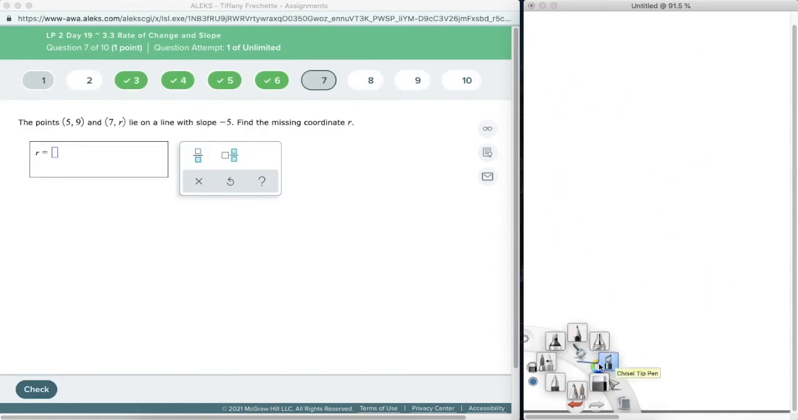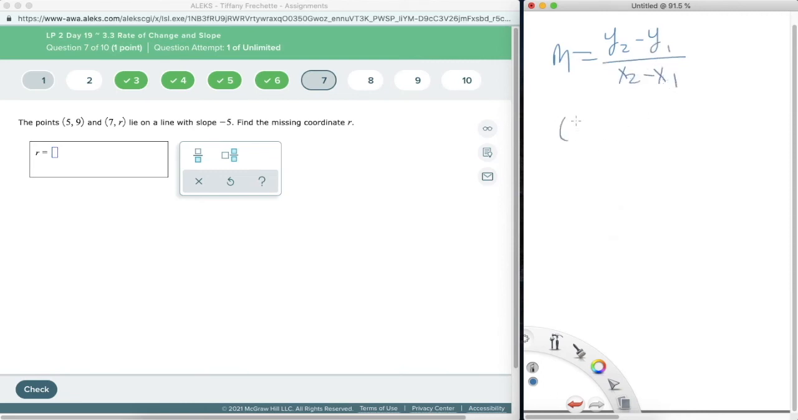So we still have our same equation here, x2 minus x1, and we still have our pieces here, x2 and y2. But now it's saying the points (5, 9) and (7, R) lie on the line with a slope of -5. Find the missing coordinate R. So now we're given the slope. Remember, that's what m is. It's just the variable we use for slope. And we're missing one of the coordinates.